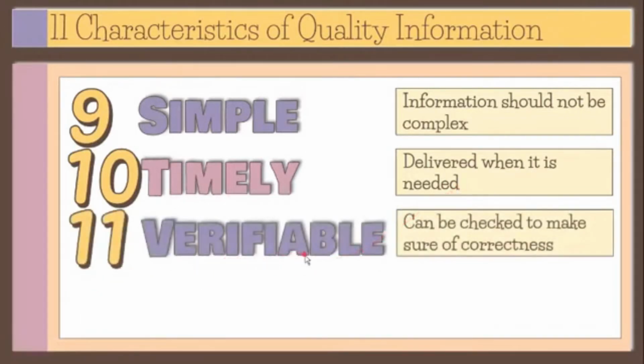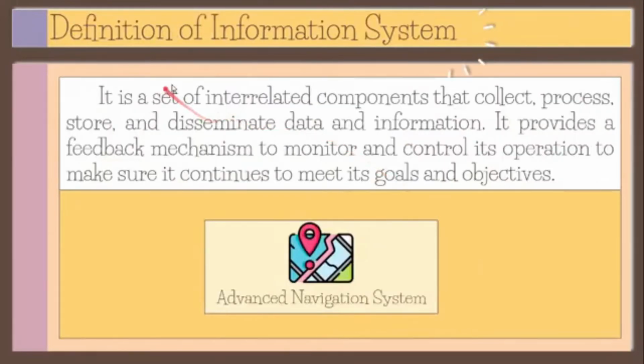Information should be verifiable. It can be checked to make sure of its correctness. One way is to check many sources for the same information.